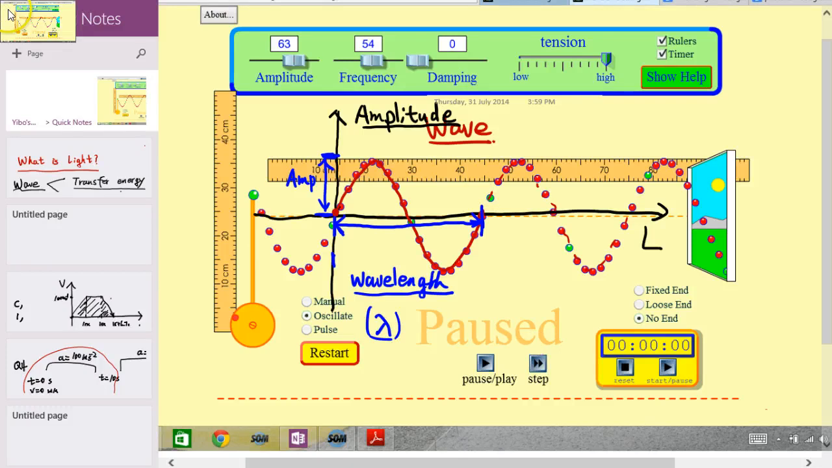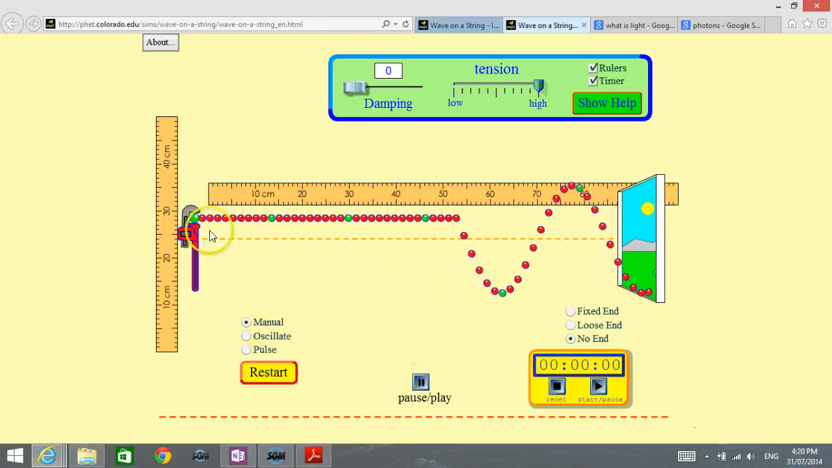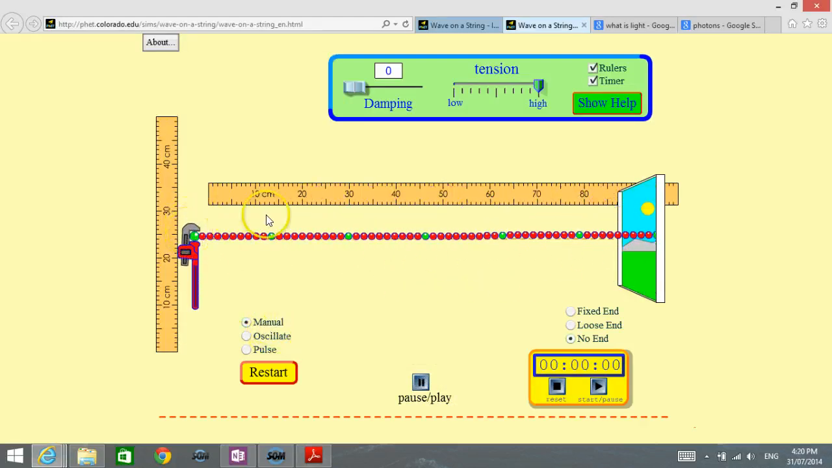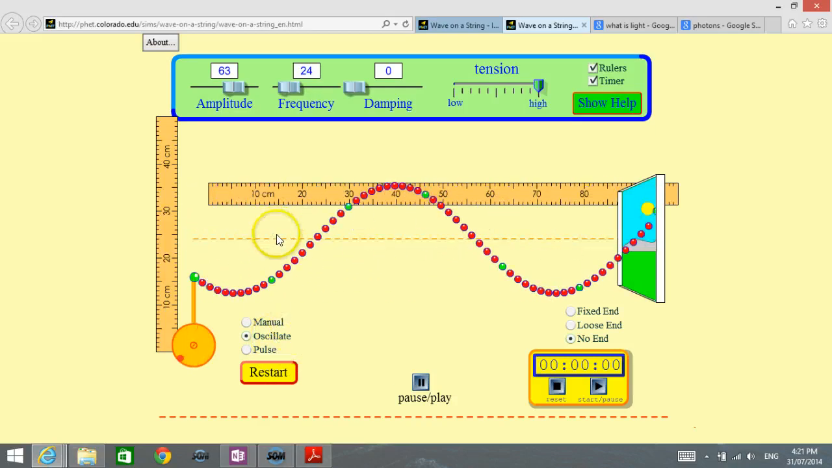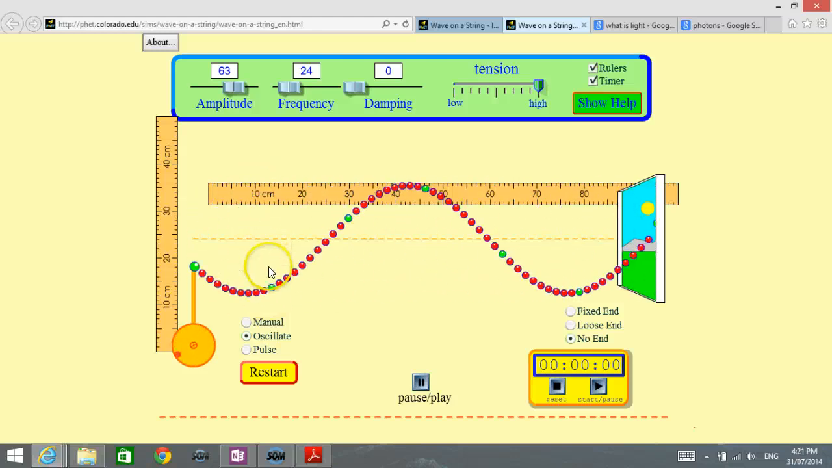Now, let's go back to this simulation again. This time I'm going to start the wave soon, but I'm going to ask you to just concentrate on looking at these green particles. So the green particles move up and move down, move up, move down, move up and move down.